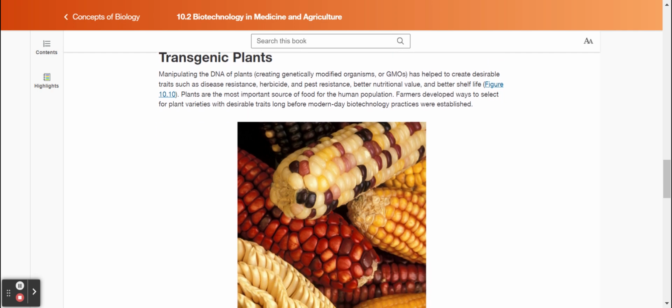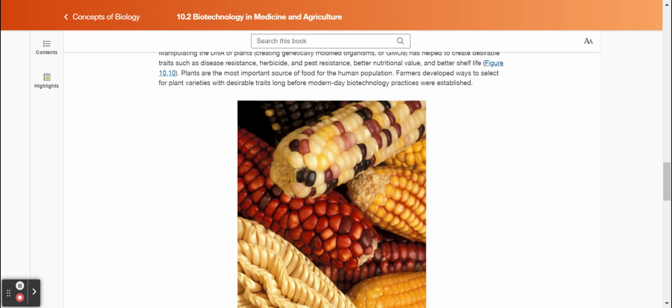Transgenic plants. Manipulating the DNA of plants, creating genetically modified organisms, or GMOs, has helped to create desirable traits such as disease resistance, herbicide and pest resistance, better nutritional value, and better shelf life. Plants are the most important source of food for the human population. Farmers developed ways to select for plant varieties with desirable traits long before modern-day biotechnology practices were established.